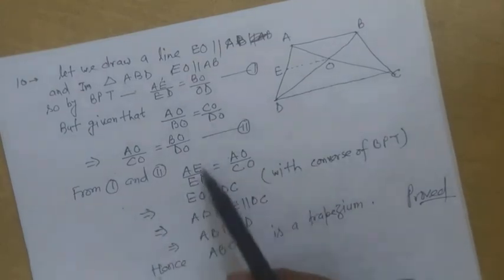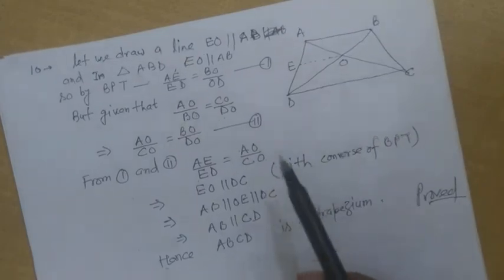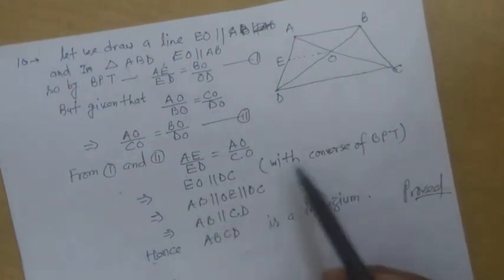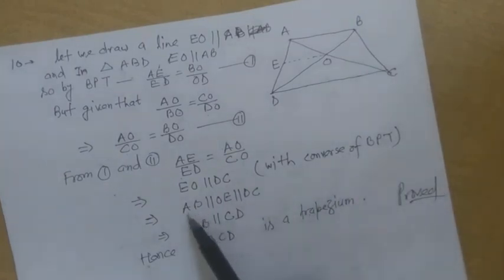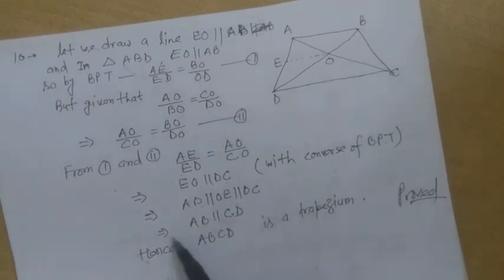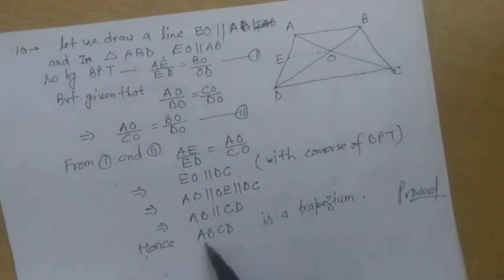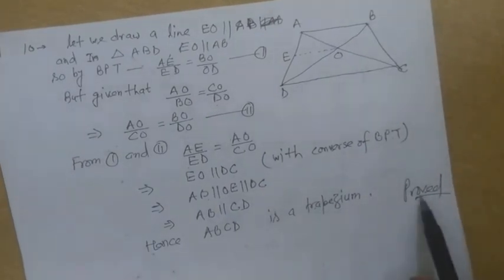From the first and second, we can write AE upon ED is equal to AO upon CO, which states that EO is parallel to DC with the help of converse of BPT. So AB is parallel to OE is parallel to DC. It implies AB is parallel to CD. So ABCD is a trapezium. That's all.